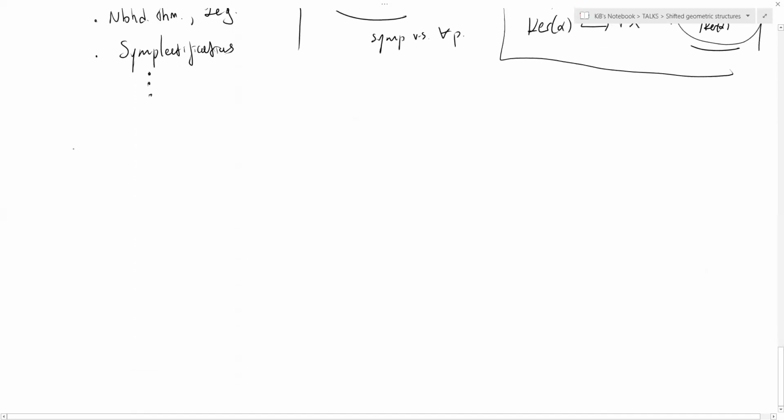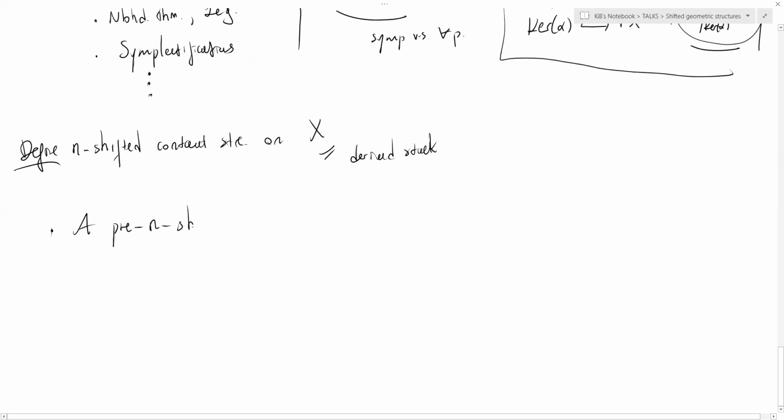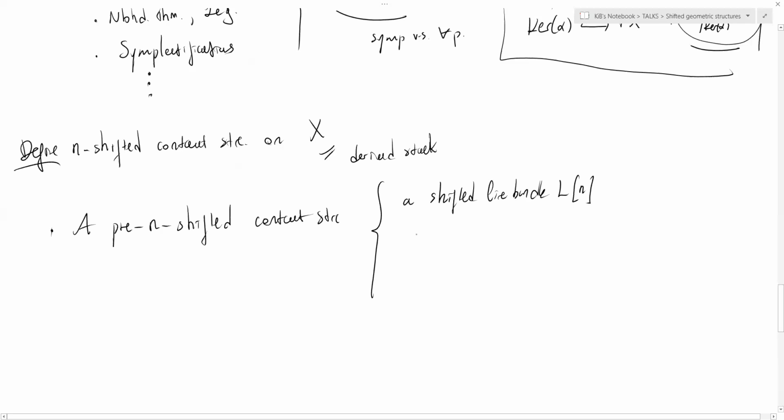So therefore, let us define n-shifted contact structure. Our purpose is an n-shifted contact structure on X, now a derived stack. Okay, so let's try to define this. The first part of the definition is that we first define the pre-n-shifted contact structure. And actually it consists of the following data. First of all, you need a shifted line bundle L_n. I mean, you have just a locally free sheaf on X. So this is your line bundle, shifted line bundle, and a morphism.